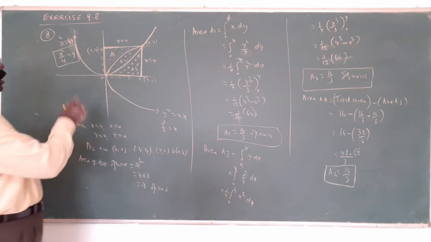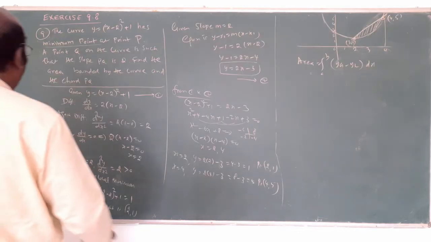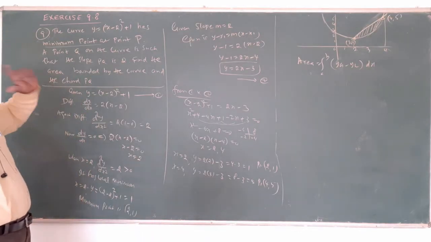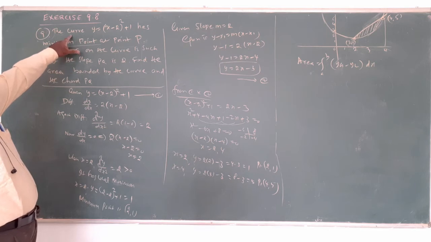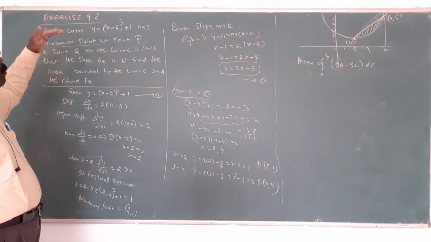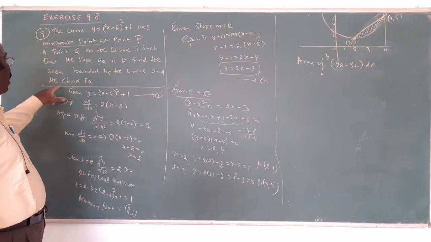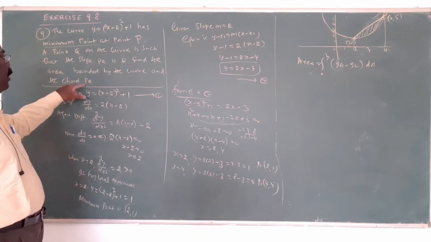From the given data, all the diagram is important. Well, listen here. Suppose this is the problem. Here one curve is given, a parabola curve, with minimum point at P. Slope is given. What is being asked? Find the area bounded by the curve and the chord PQ. PQ means the chord PQ line.